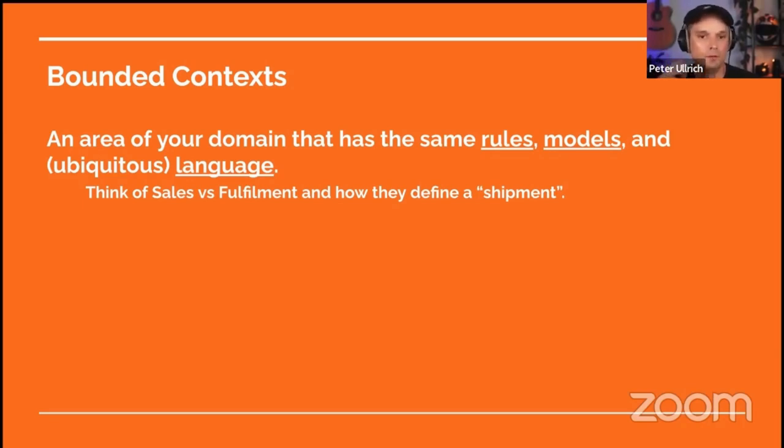And once you have that, you define your bounded context, basically. You understand, all right, these two people use different words for something that is the same, or they use the same words, but they mean something different. That's usually the case. Everybody speaks about a shipment, but in sales they mean an order, and in fulfillment they mean a delivery. So that's something you should really watch out for. And that's how you find your bounded context. You ask the people what they mean by the words they use, and then you find where there are differences.